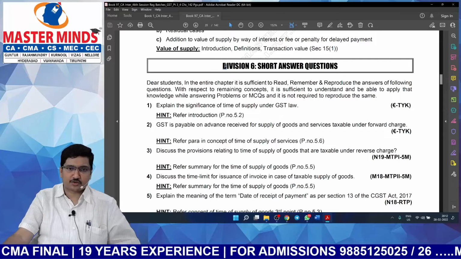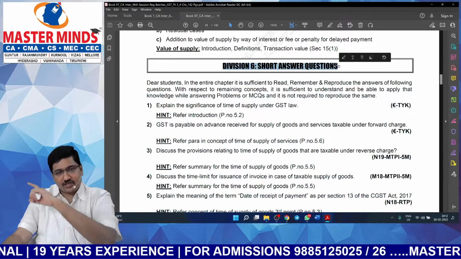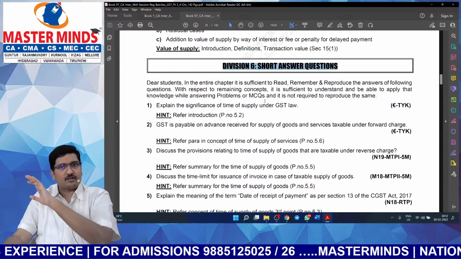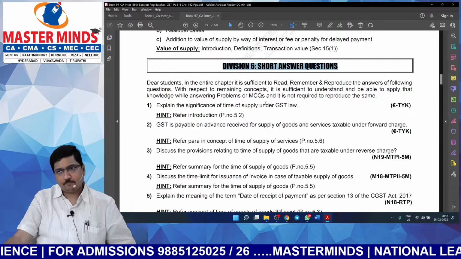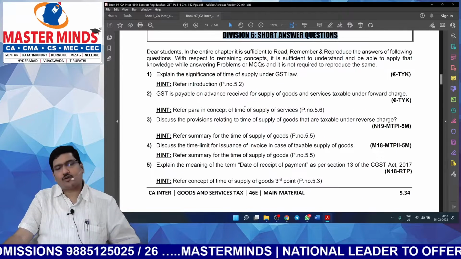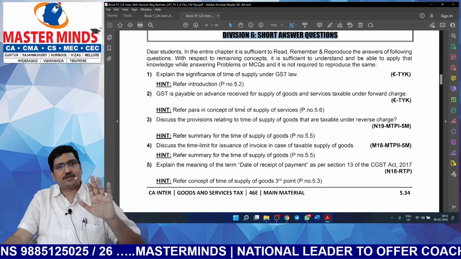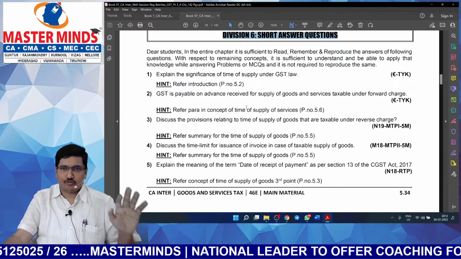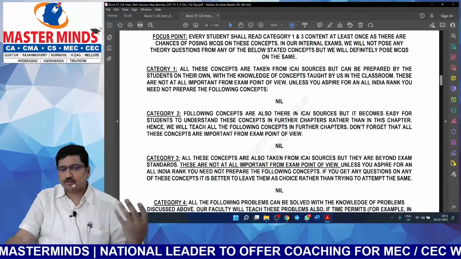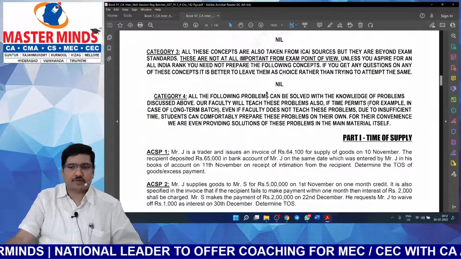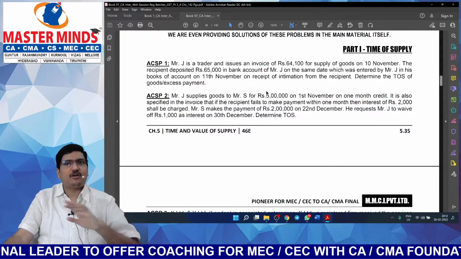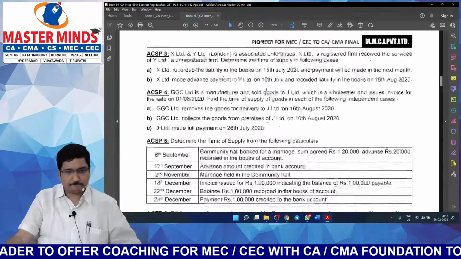What are these short answer questions? For these questions, you must be able to reproduce the provision, reproduce the theory. Why? In GST, theory questions will also be asked. That's why. So what about the remaining theory content? It is sufficient to understand. It's not required to reproduce. So this is ACSP, just like category 1, 2, 3, 4 we discussed in the problematic papers. And you will notice that we are trying to maintain uniformity among all our materials.